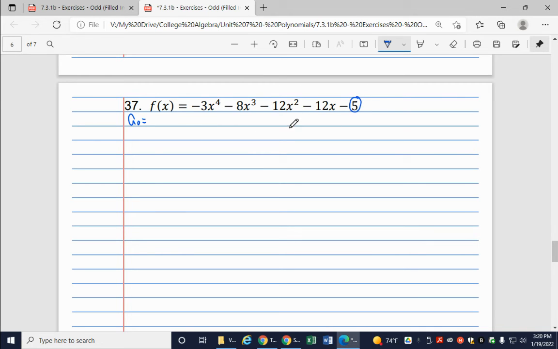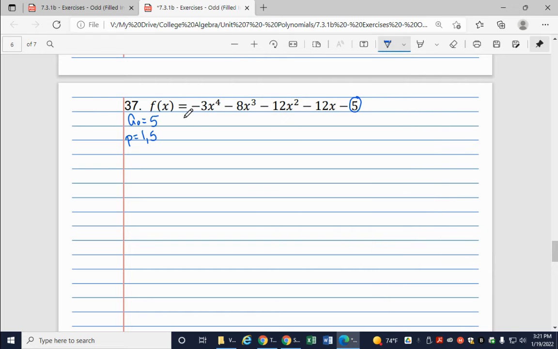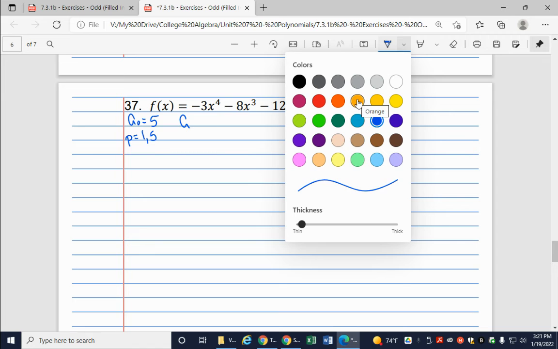Yeah, and we don't care about the sign. We just want the 5. And the factors of 5 are just 1 and 5. So my P is 1 and 5. Then my a sub, I have a degree of 4.